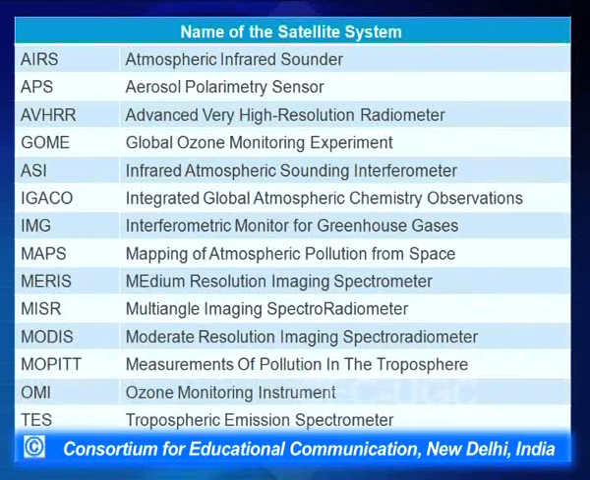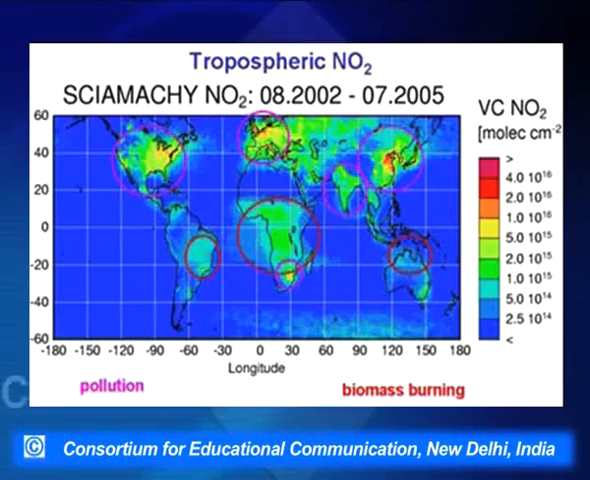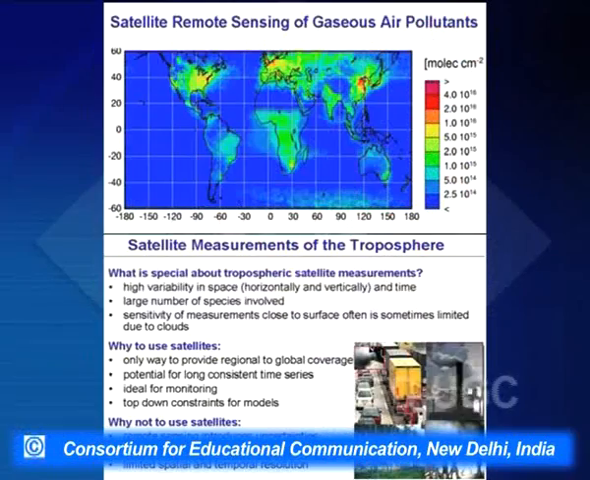These are listed here, and I think I must skip this. This one picture is basically given by satellite. You can see the different color, and it is basically of the gaseous pollutants. You can see India, Africa, and some part of Europe are highly polluted. Even the same thing is with the United States.